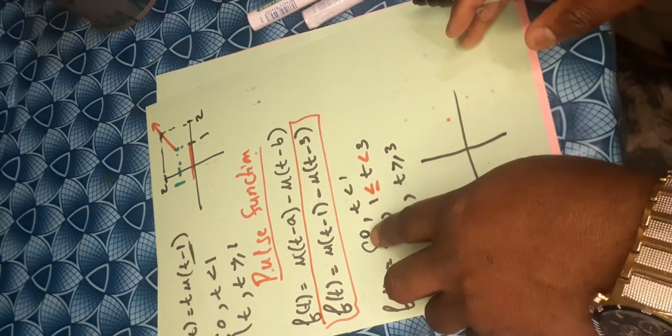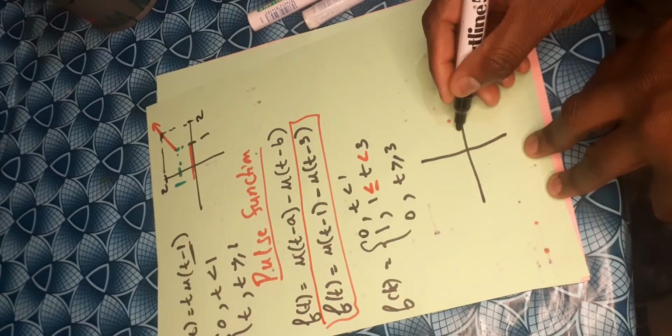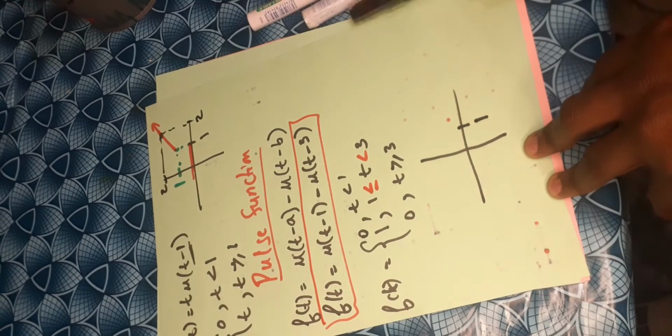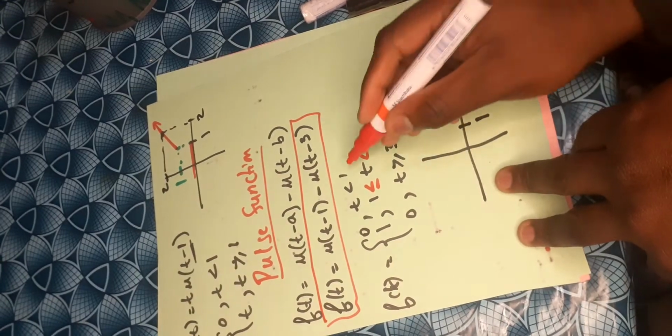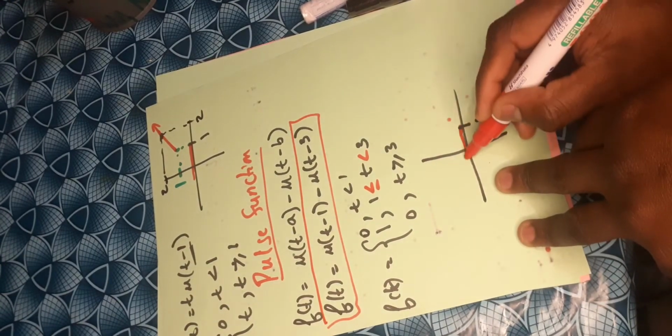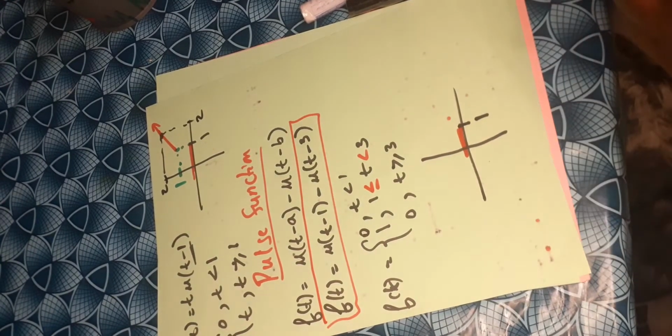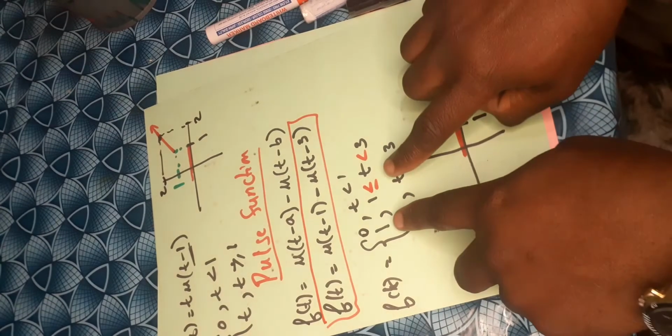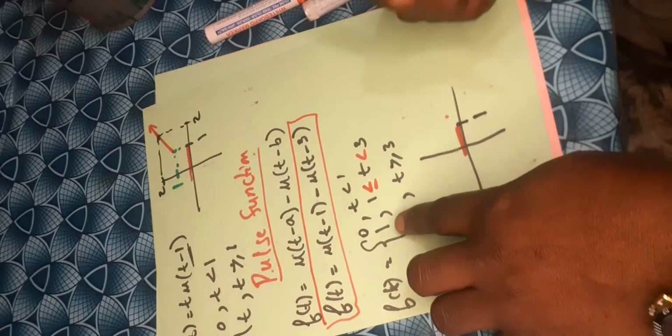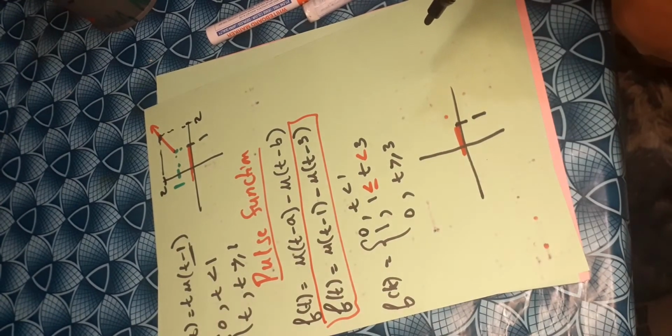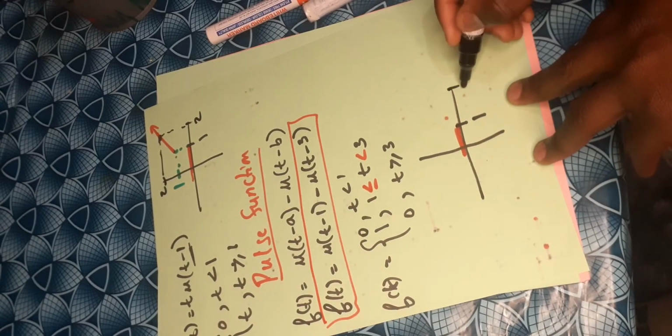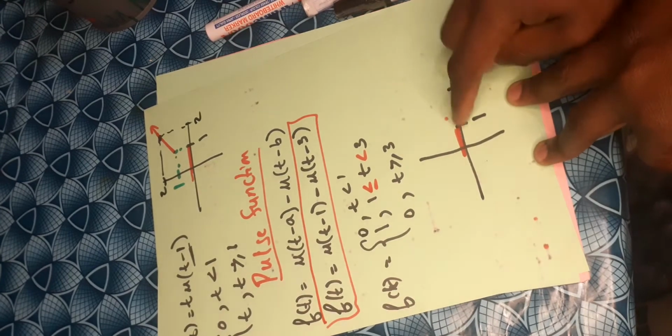At t equal to 0, what do we have? We have 1 here. So it's equal to 0. Anything less than 1 is 0. Now we are at the second part. t is between 1 and 3. We put the 3 right here, so t is between this part.